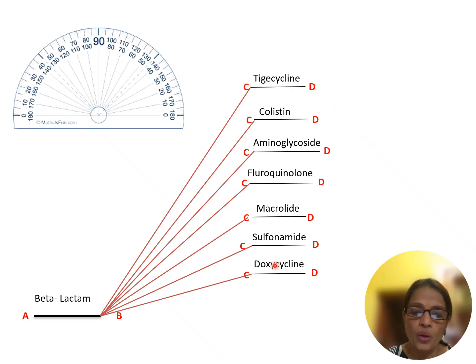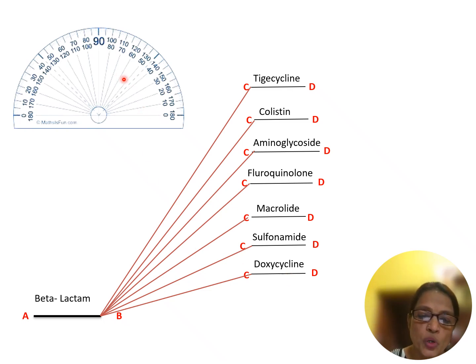Now, how to solve this puzzle? If you join this line AB with CD, there are many CD lines. So each of these A, B, C forms different angles. Now the correct answer will have 147 as the angle and one more angle is 165. The one which forms this 147 will be macrolide and the one which forms 165 will be doxycycline. So macrolide and doxycycline is the answer for this puzzle.